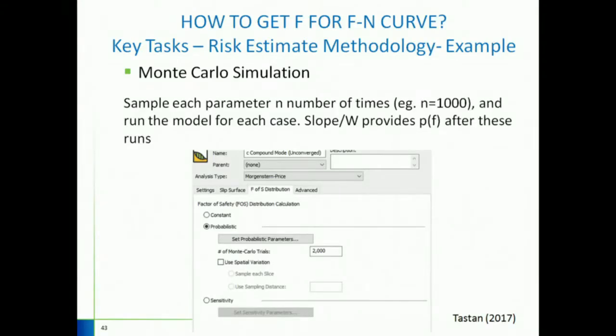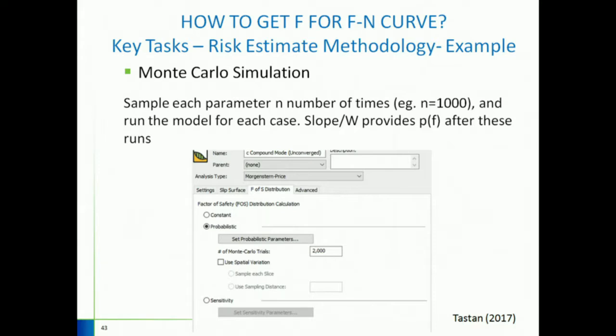Okay. How many people have seen SLOPE/W results in the applications? It's not very common, I guess. SLOPE/W is a very widely used software in geotechnical engineering, in evaluation of upstream or downstream slope stabilities. And in that particular software, they have an option where you can go and choose a probabilistic calculation and define, say, I want to run this model 2,000 times.